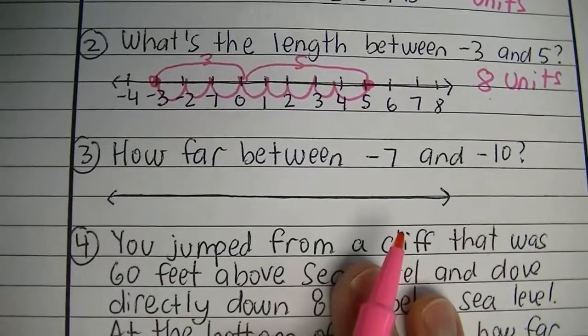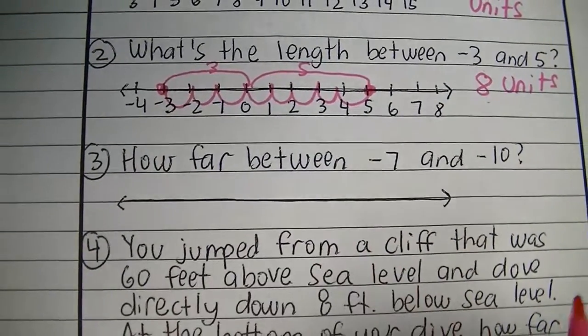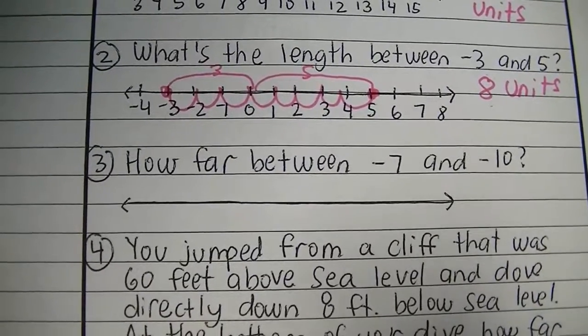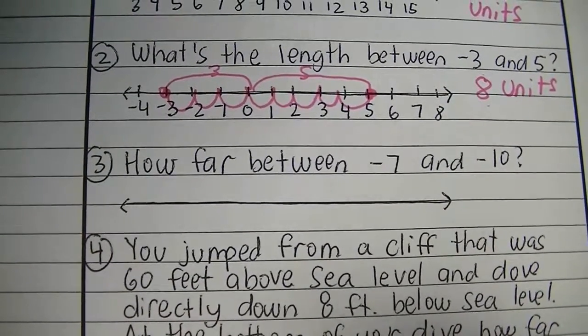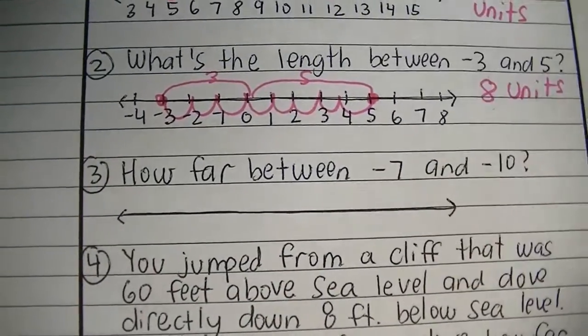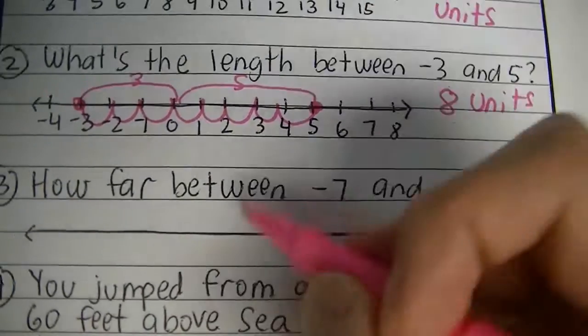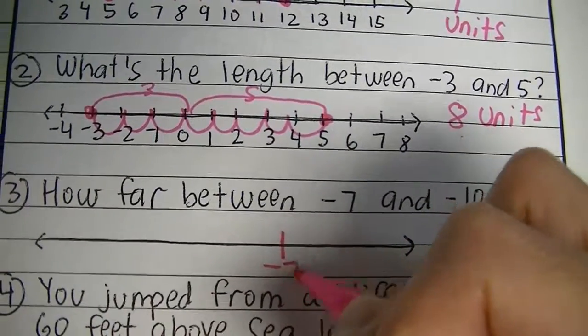Okay, how far between negative 7 and negative 10? I intentionally left the number line blank because you need to make sure you write your number line correctly. There's so many times when students write it incorrectly. Just know the bigger number is further to the right. So which one's bigger, negative 7 or negative 10? Well, negative 7 is larger, so it's got to be further to the right.